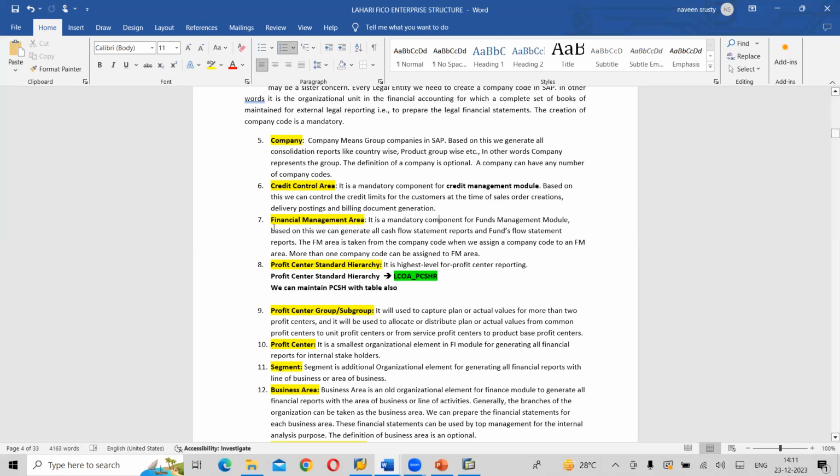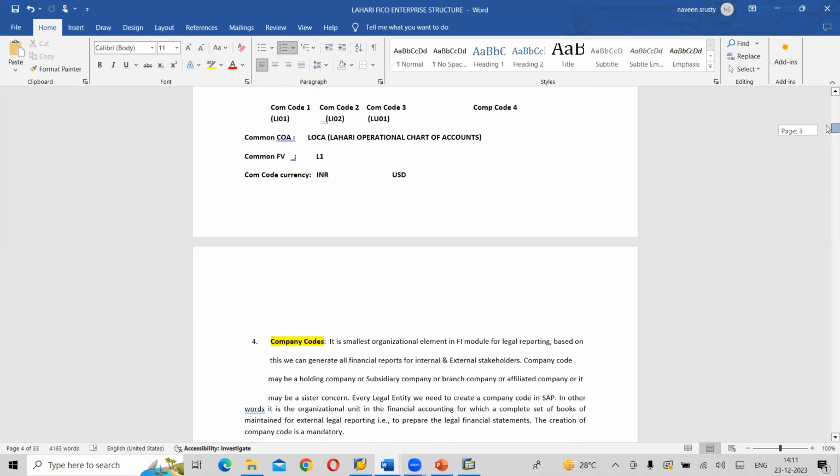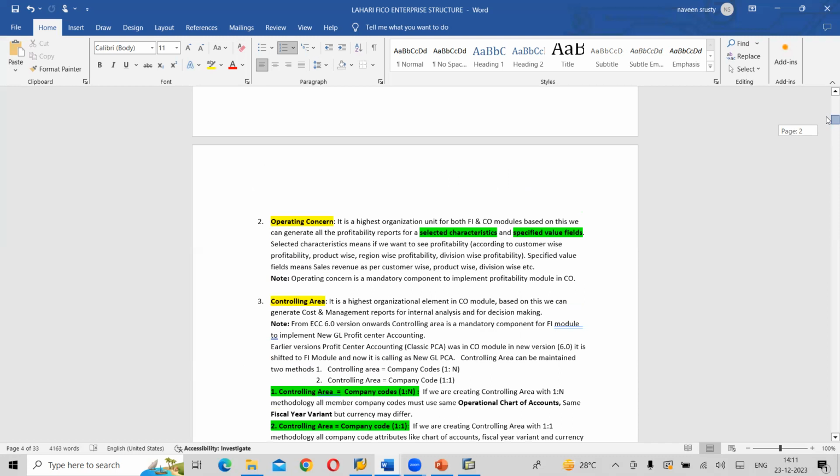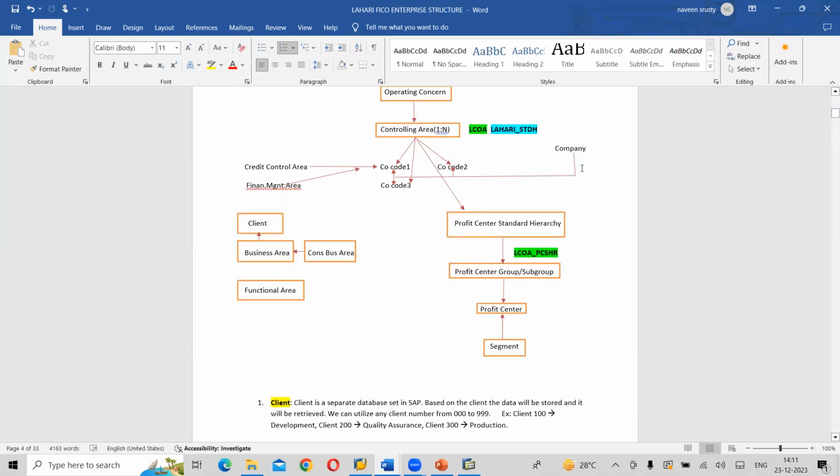Next one, financial management area. You can see in the structure, I have given the structure. See here.